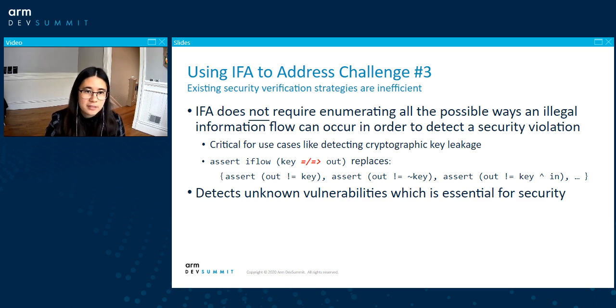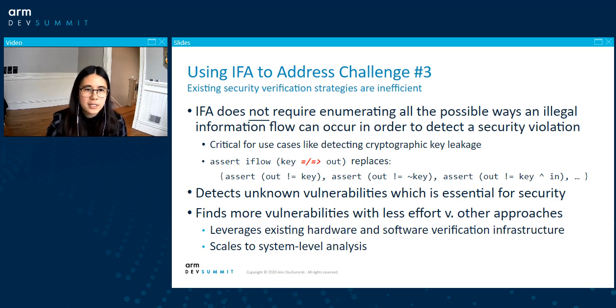And additionally, this enables you to detect unknown vulnerabilities, things that you didn't even think about beforehand, because the abstraction that the tool is operating at is the right fit for security. So it allows you to detect unknown vulnerabilities with less effort than other approaches, because it leverages your existing verification infrastructure, which scales to system level testing.